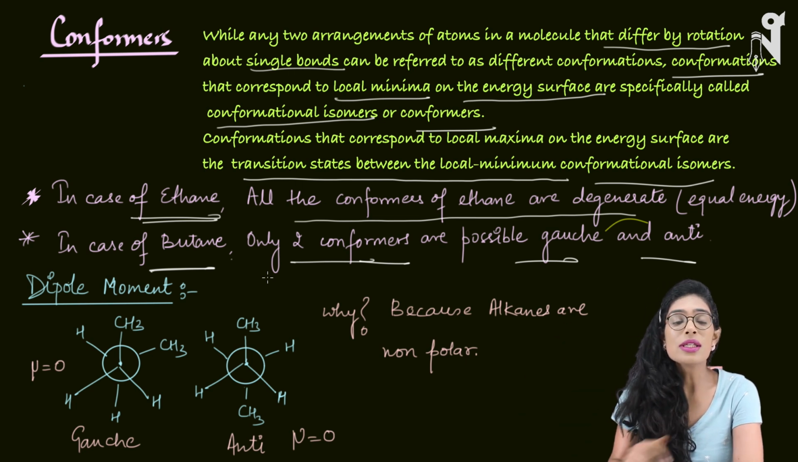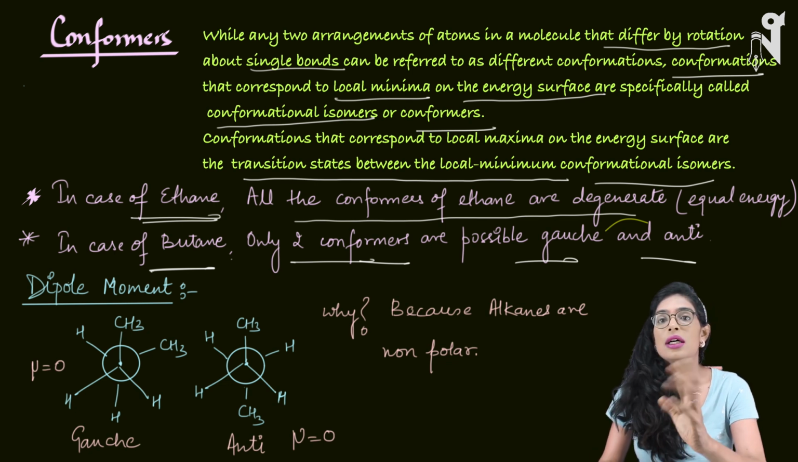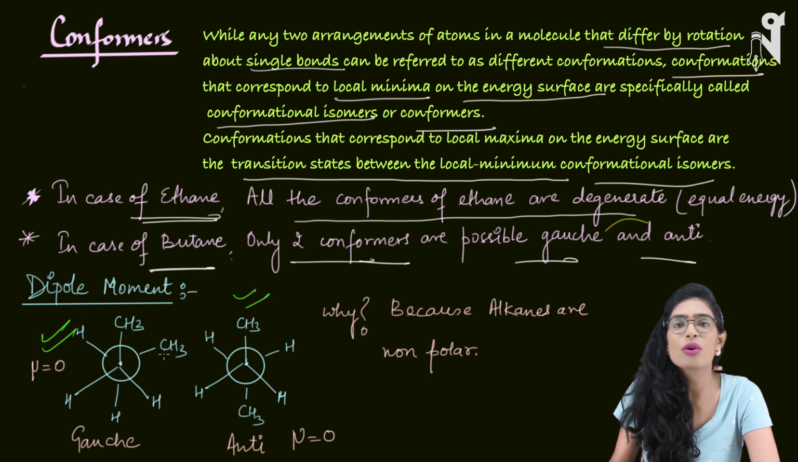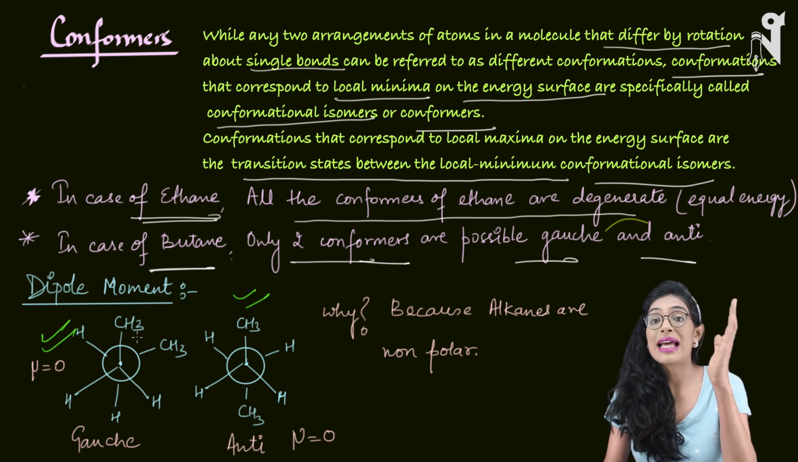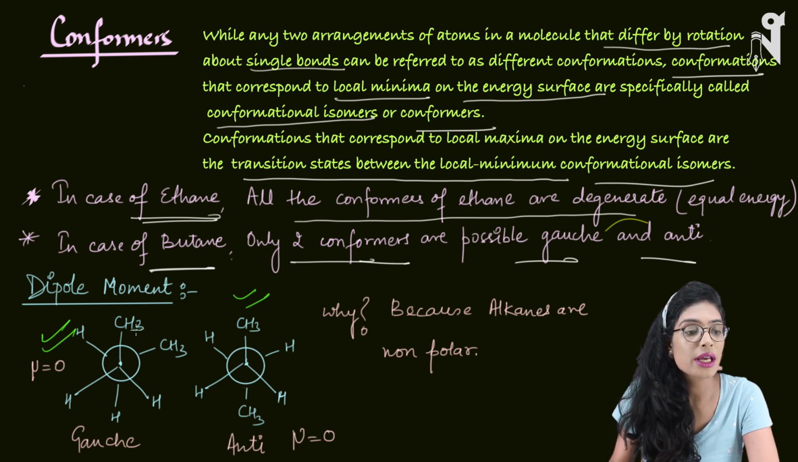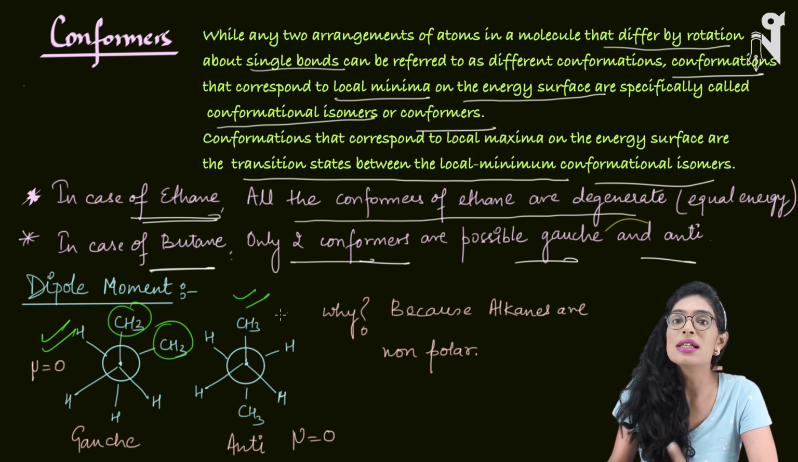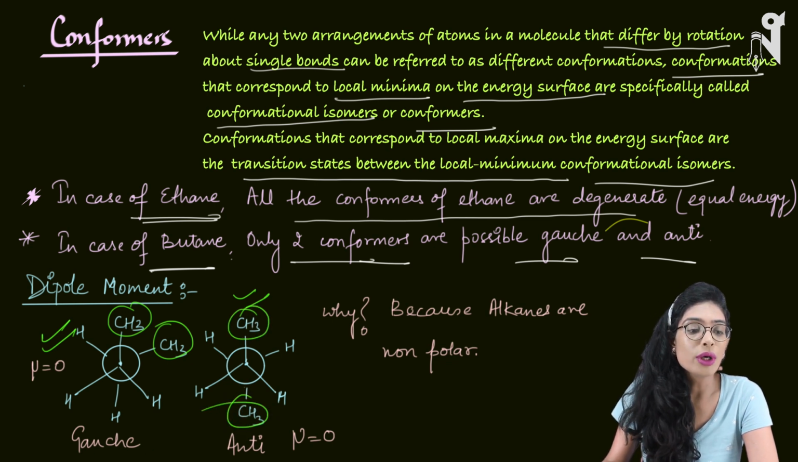Okay, now let's talk about the dipole moment of these gauche and anti conformers of butane. So here is my gauche and here is my anti. Gauche is something where your groups are in the staggered form, but they are not exactly opposite to each other. So CH3 is here and here is your CH3. So this is your gauche form. Whereas anti is a kind of staggered form where the same groups are in completely opposite directions.